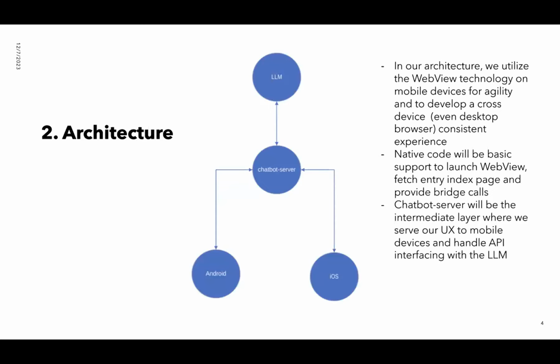In our architecture, we utilize WebView technology on mobile devices for both development agility and to develop across devices, which even includes desktop, for a consistent experience across devices. In this architecture, the native code will be basic. It will mainly support the launch of WebView, fetch the entry index page, and provide any native bridge calls to the WebView if necessary. The chatbot server is where most of our code will lie, and it will be the intermediate layer where we serve our UX to mobile devices and handle the API interface with the LLM. This is a pretty common architecture in the industry.